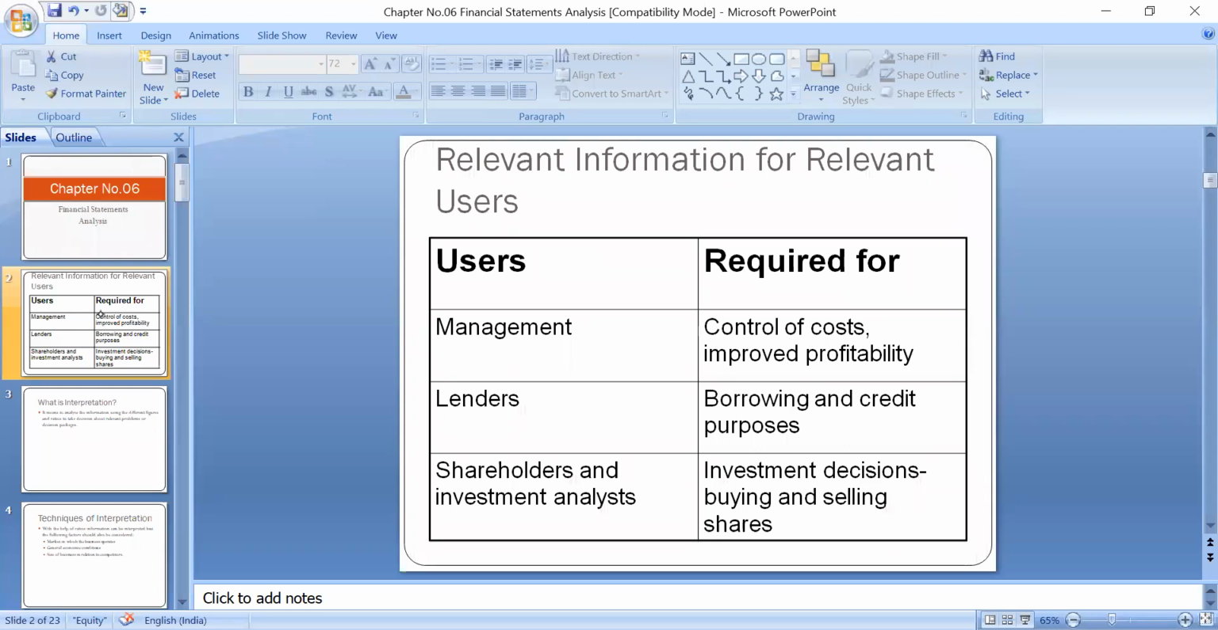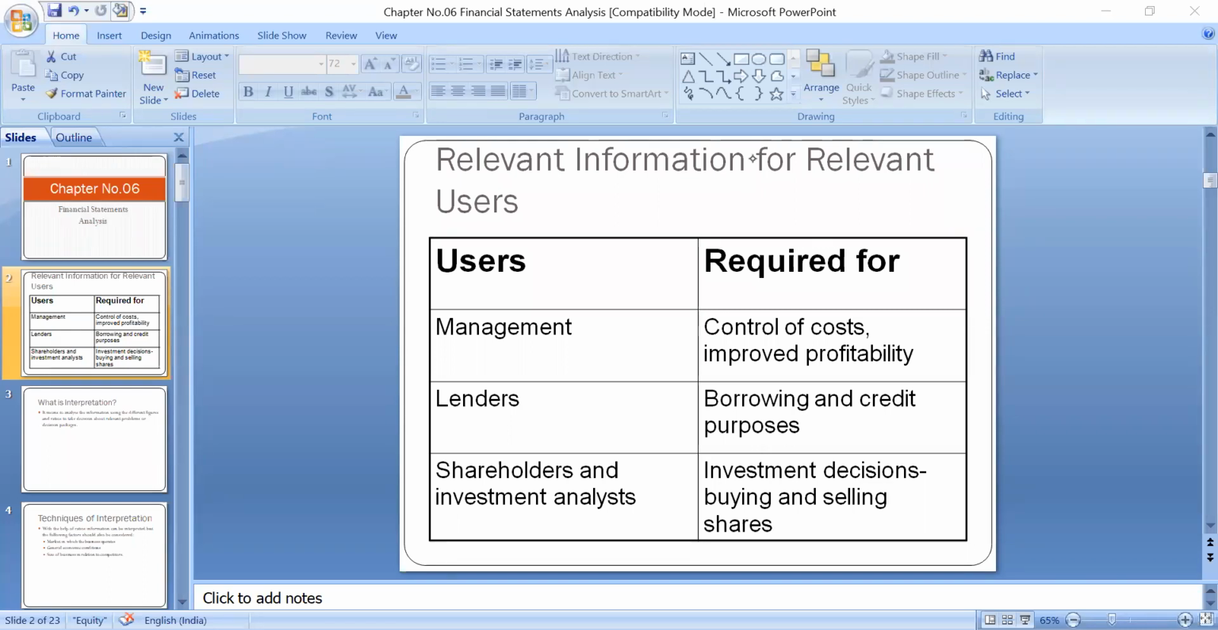Who are the relevant users? The relevant information for relevant users. Actually we have three types of users here. The first is management, who is carrying on the business and controlling the business. They need information for the purpose of controlling cost and to increase the profitability of the organization. Similarly, there is another one, lenders. Lenders are those people who are providing loans or debts to the organization.